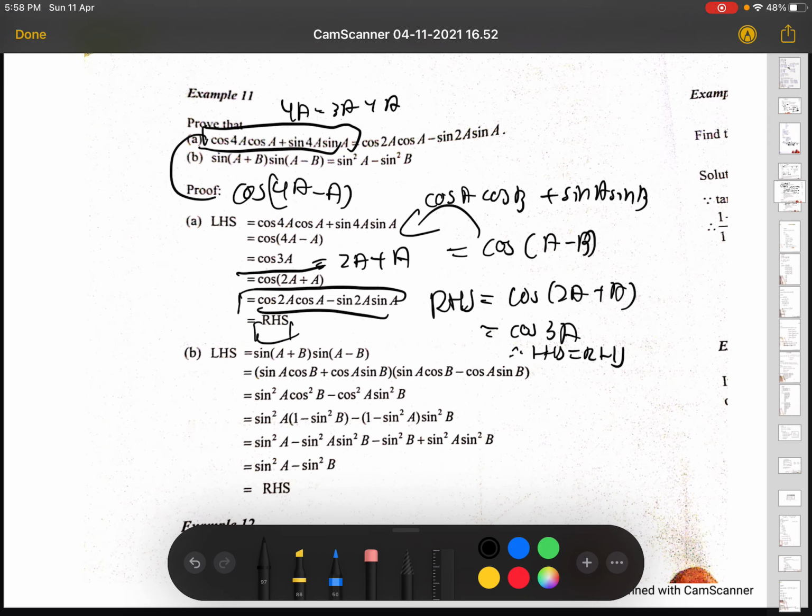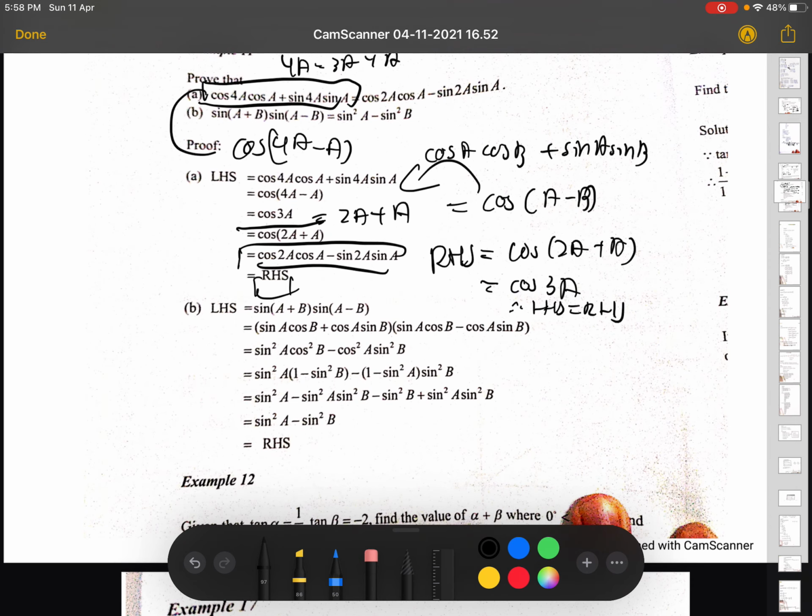So there are two ways you can try to solve the question. One is by doing only one side. The other is by doing both sides and then concluding that they're equal. That really depends on the question. Sometimes it's easier to do both, sometimes it's easier to do one side.